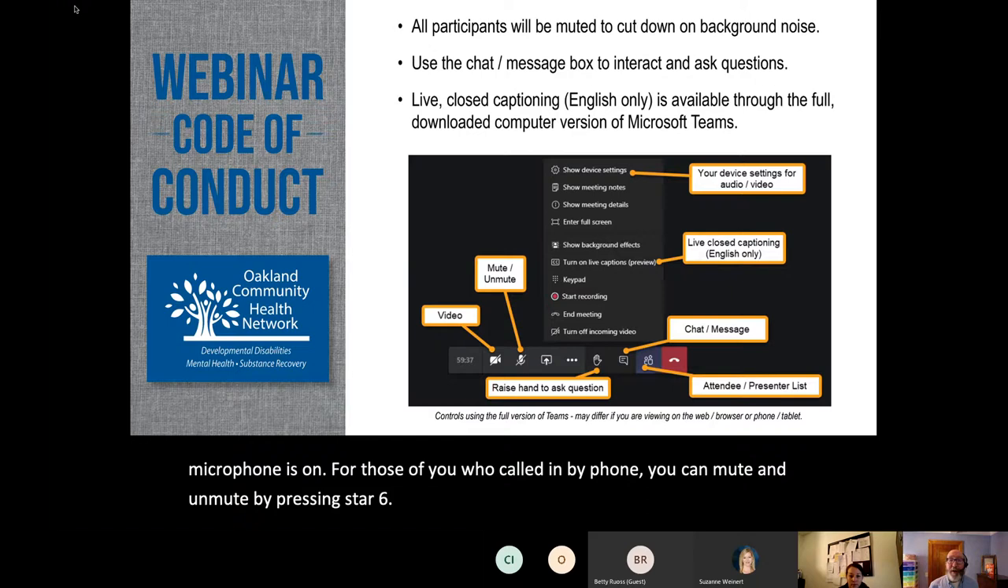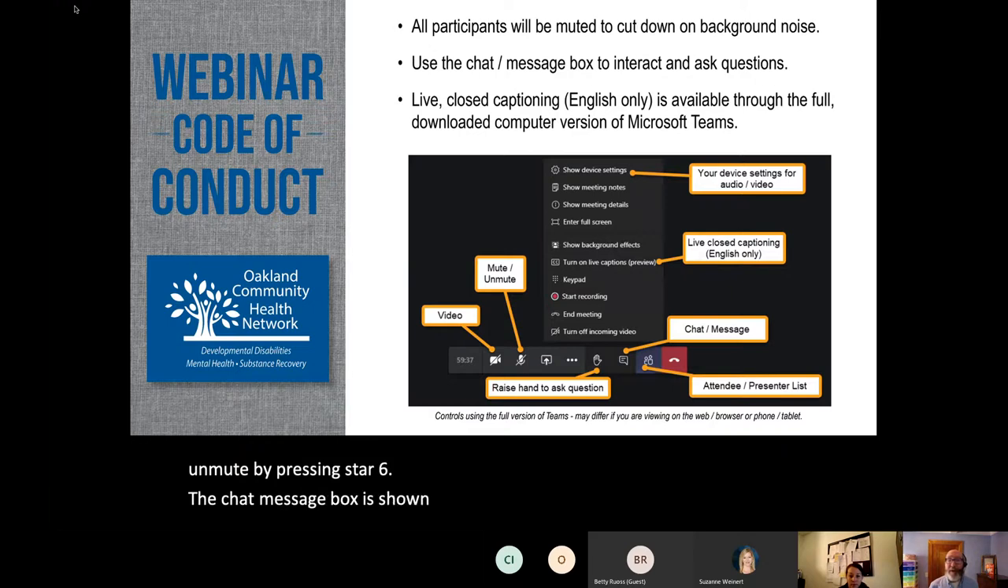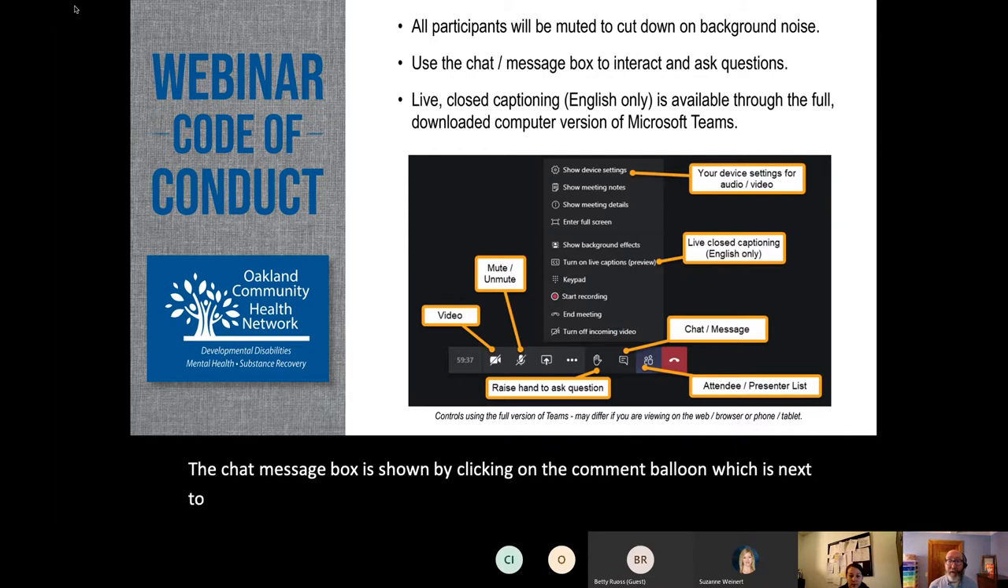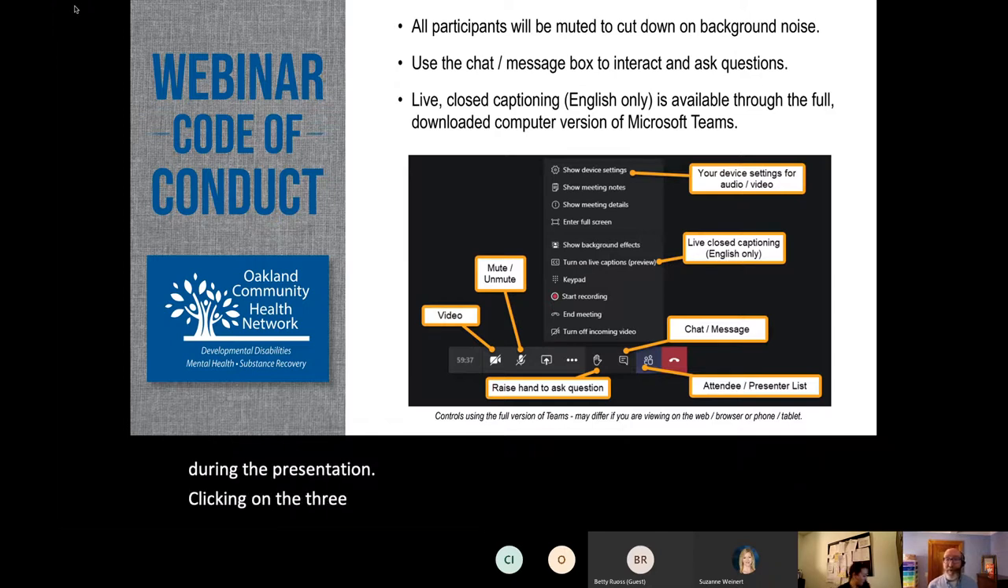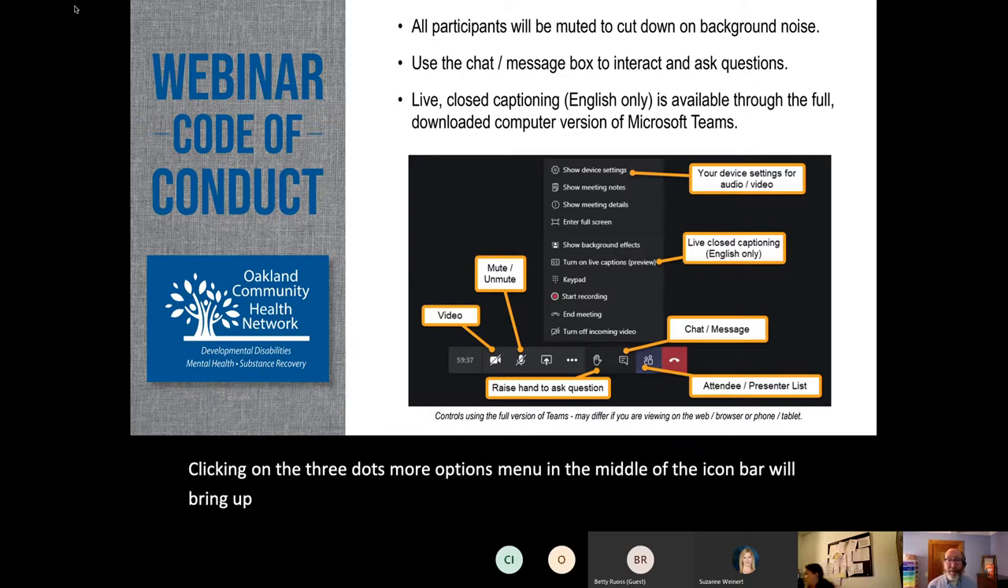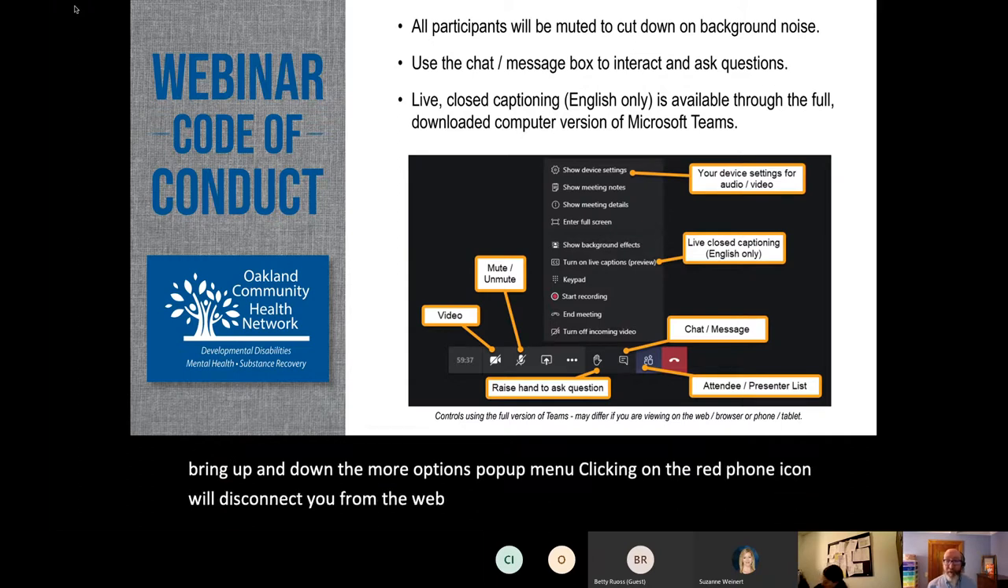The chat message box is shown by clicking on the comment balloon, which is next to the hand icon. Please use the chat message box to interact and ask questions during the presentation. Clicking on the three dots, more options menu in the middle of the icon bar will bring up and down the more options pop-up menu. Clicking on the red phone icon will disconnect you from the webinar, and you will need to sign in again to return to the webinar.